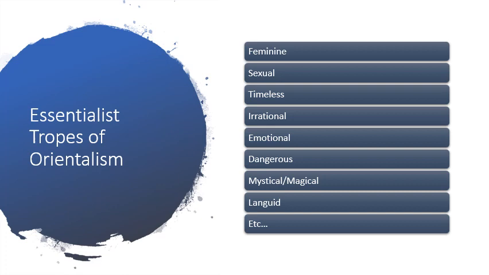For our purposes, the idea that the Orient is timeless and unchanging will play into a lot of ideas, a lot of concepts about rhythm that we'll discuss in a second. The Orient is irrational, it's emotional, it's dangerous, it's mystical, it's languid. All these tropes of Orientalism you're going to see over and over and over in the examples I'm giving you today, and tropes you're going to see throughout the 20th century and in our lecture later on.